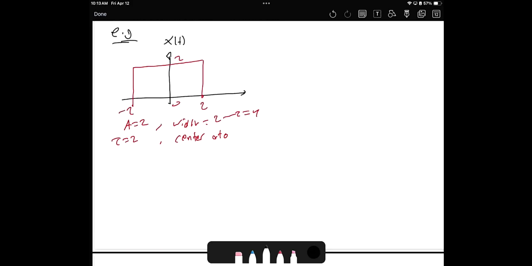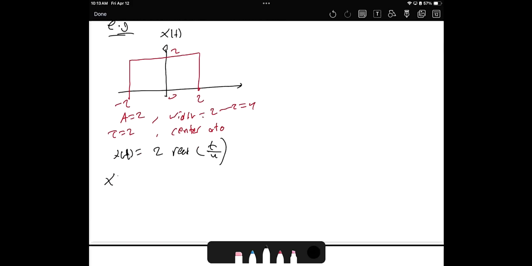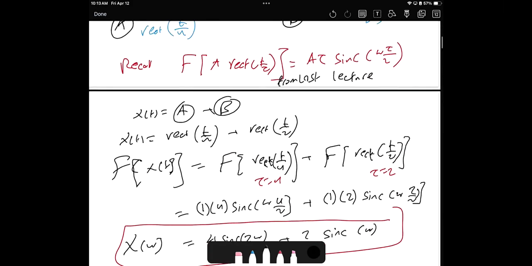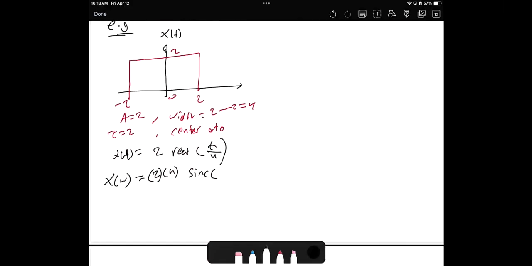To find X of omega, we can use the result that we know about the rect, which will be the same. Here it will be 2 times 4 sinc of omega tau over 2, omega times 4 over 2. So it will be 8 sinc of 2 omega. This is X of omega, right?